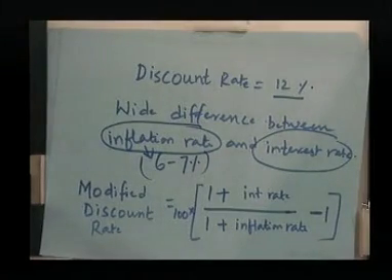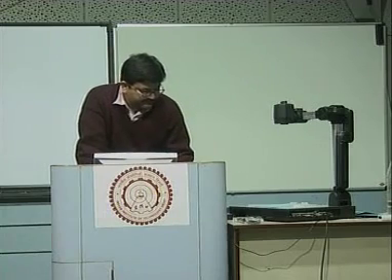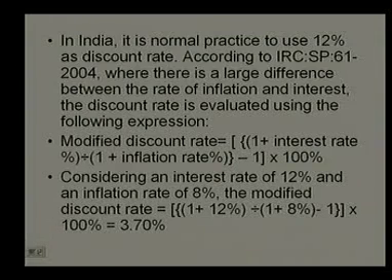Please cross check it. It would be 1 plus 0.12 divided by 1 plus 0.08 minus 1, multiplied by 100. So, you will get a figure of 3.70%. That means, if you find that there is a large difference, instead of taking 12%, you evaluate on the basis of 3.70%. This is the impact of inflation on our analysis or evaluation.